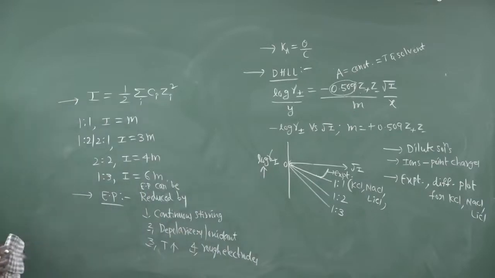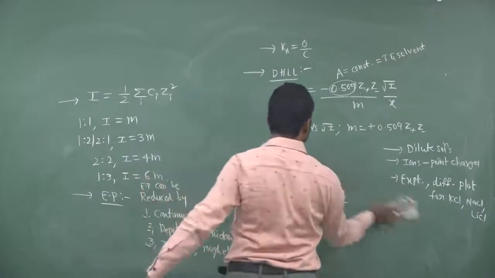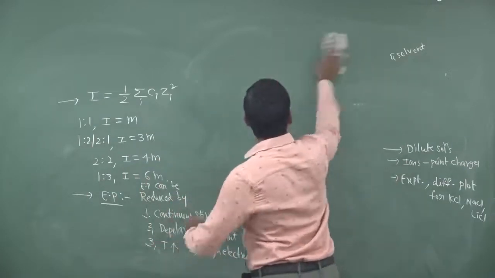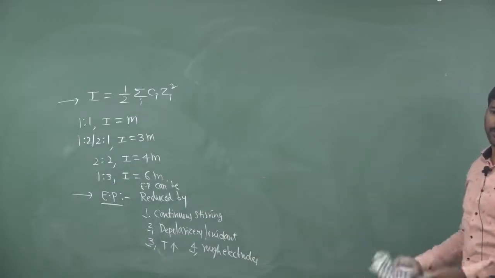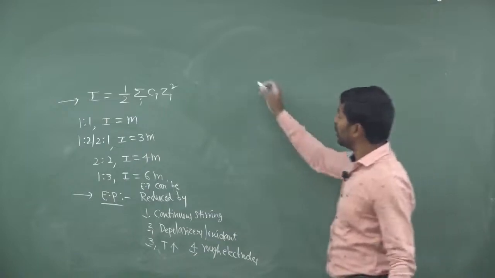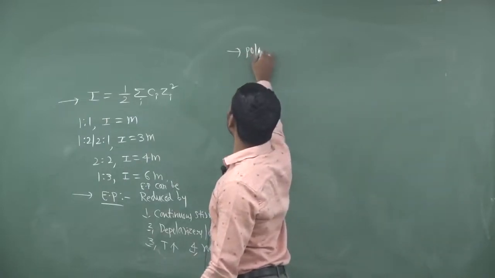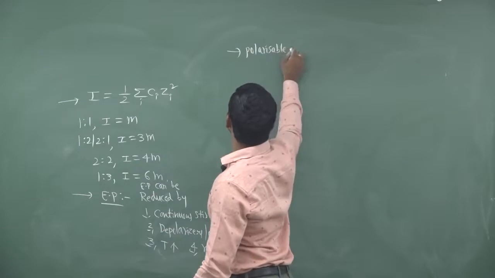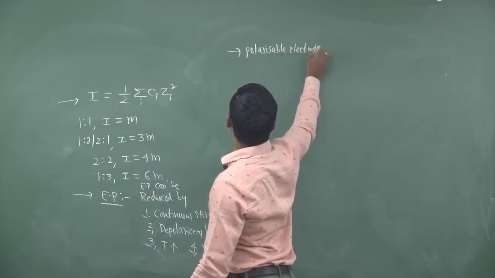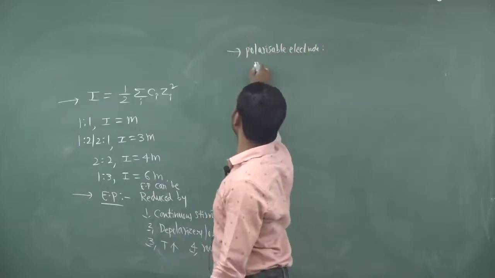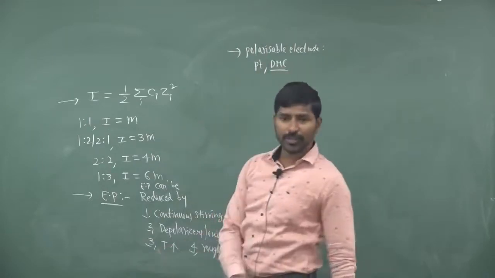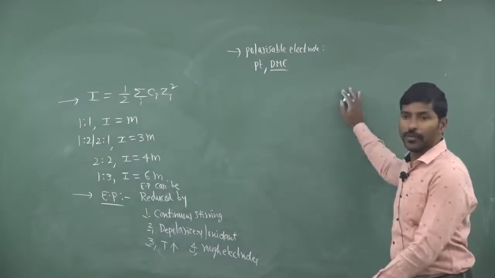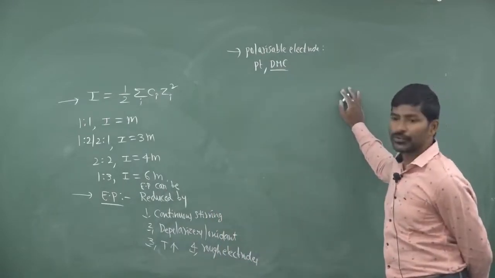So this is electrode polarization, and how to remove electrode polarization. When an electrode is covered by a gas, then we say that electrode is polarized. What is an example of a polarizable electrode? The examples are platinum, lead, and the dropping mercury electrode. Mainly you remember that the dropping mercury electrode is an example of a polarizable electrode that is used in the polarography technique.